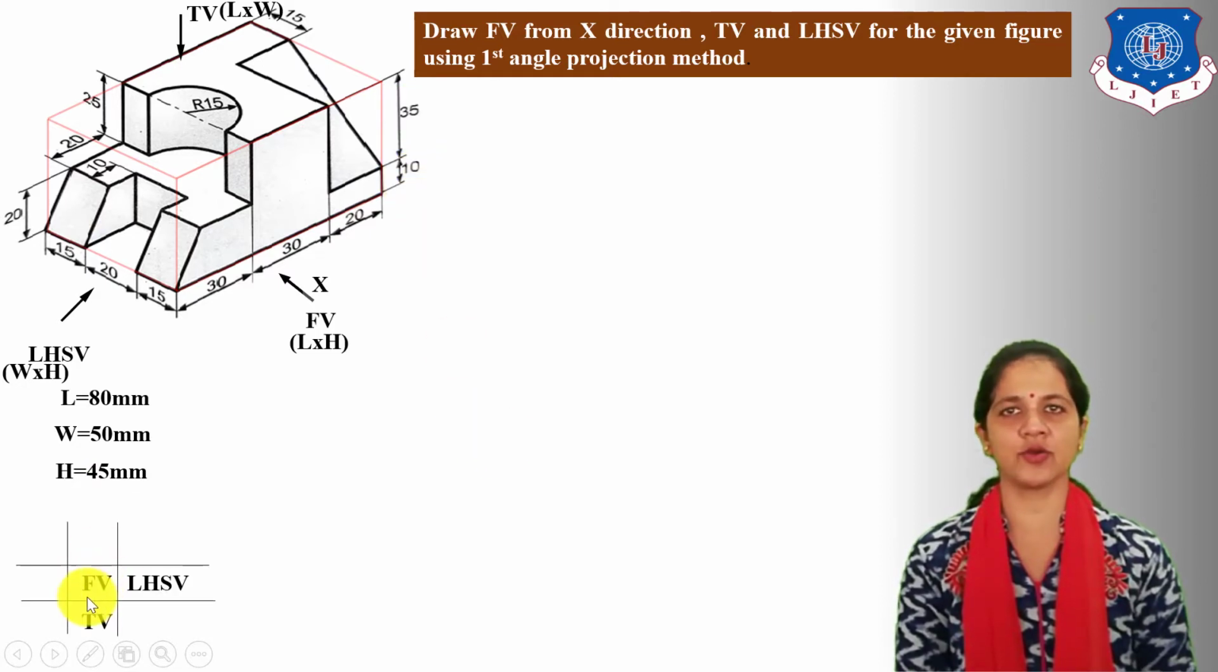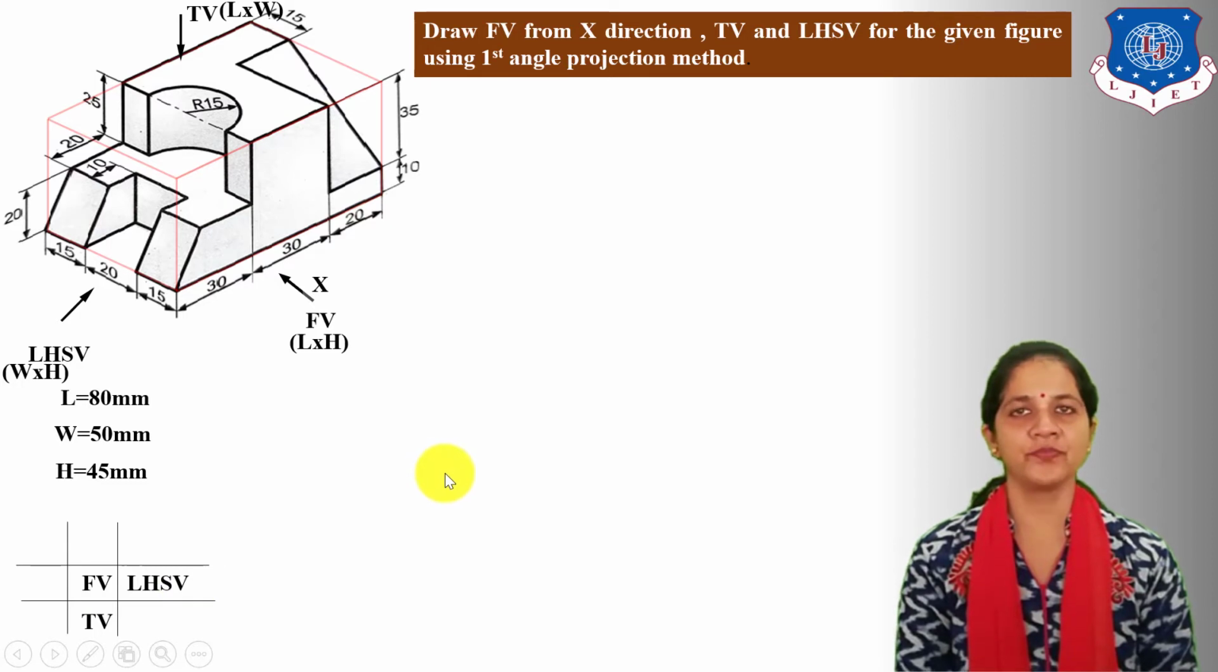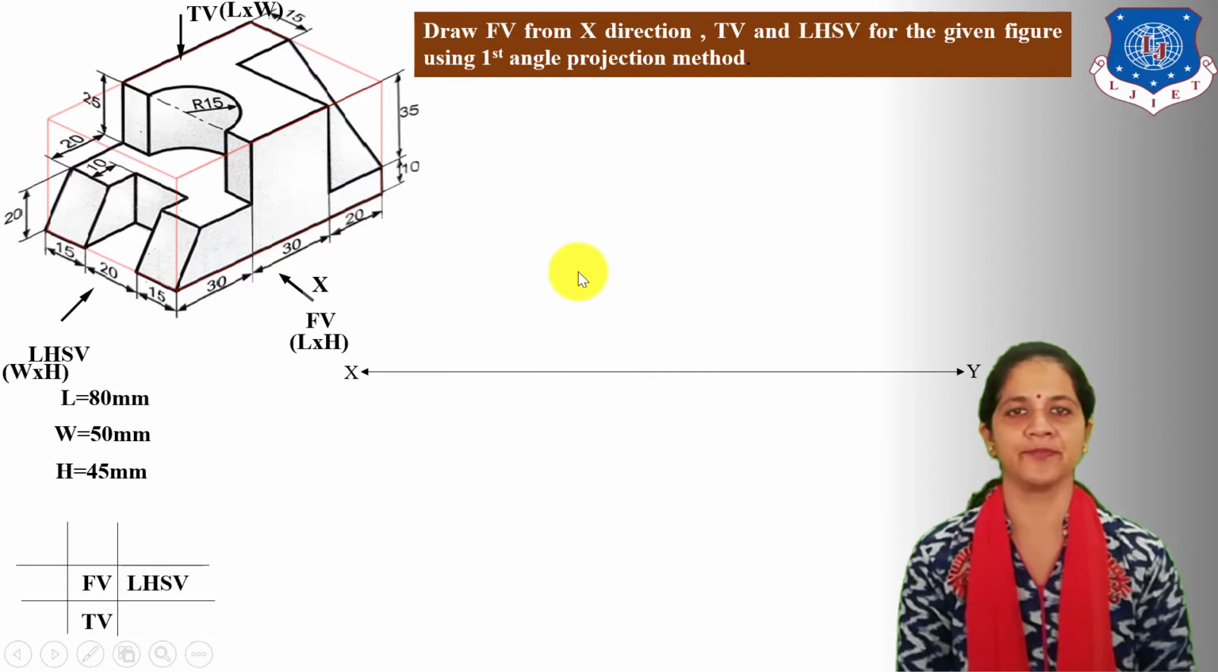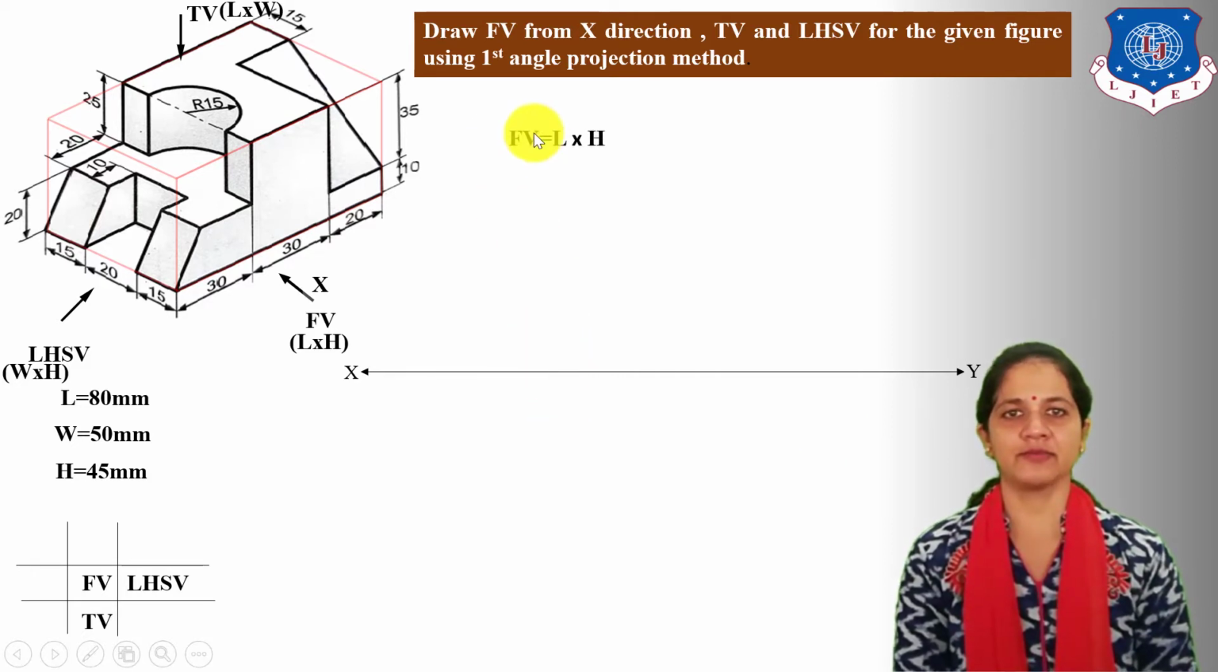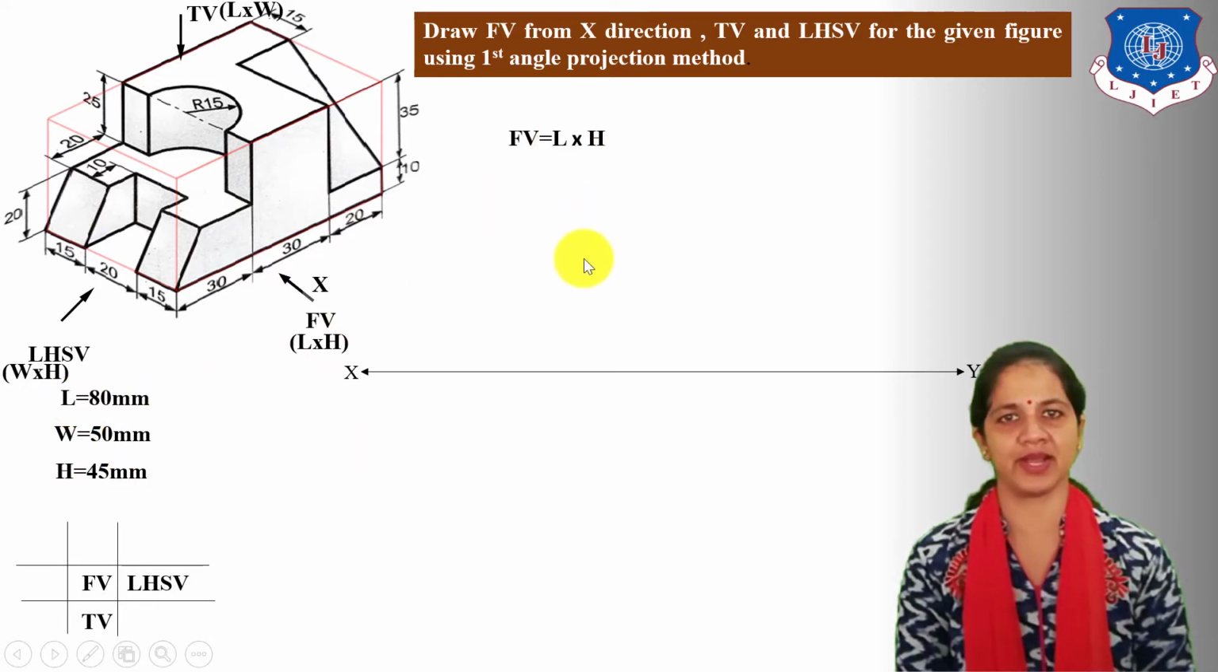Here you can see the location of front view, top view and left hand side view with reference to axis. According to first angle projection method, front view is drawn above XY line, top view is drawn below XY line and left hand side view is drawn right side of front view. Next, draw front view, top view and left hand side view box with reference to XY. Draw front view box above XY, front view box which covers maximum length and maximum height.